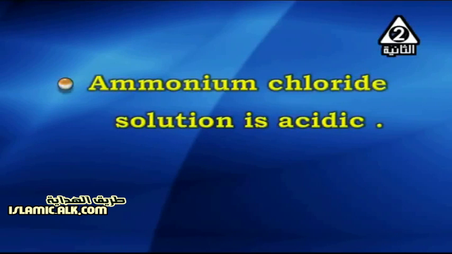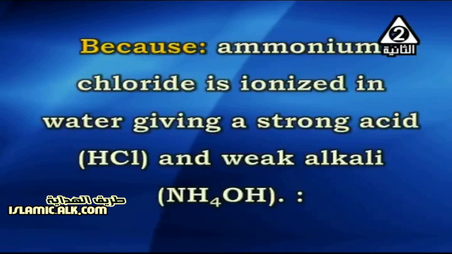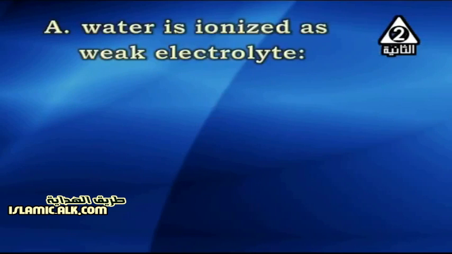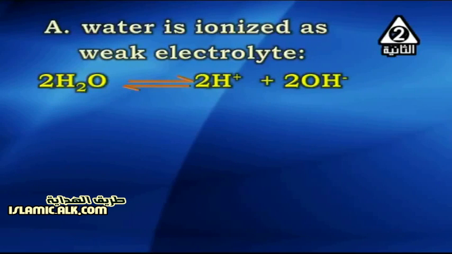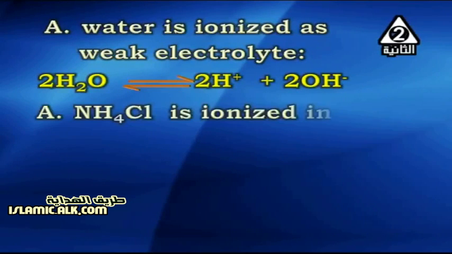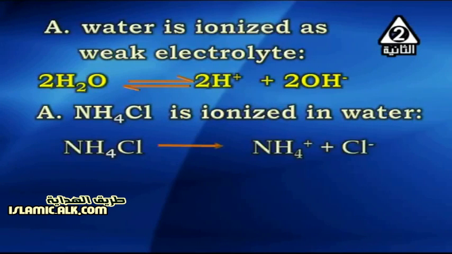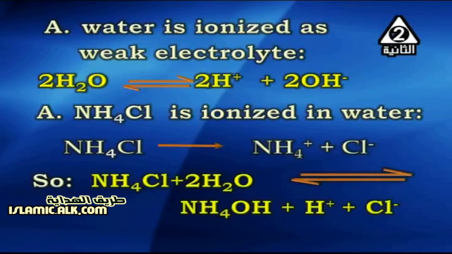The ammonium chloride solution is acidic because ammonium chloride is ionized in water, giving strong acid hydrochloric acid and weak alkali ammonium hydroxide. As water is ionized as weak electrolyte, so it ionized in equilibrium with H positive and hydroxide ion negative. And ammonium chloride is ionized in water as shown on the screen into ammonium ion and chloride ion. So by getting the sum of these two equations, ammonium chloride plus water gives ammonium hydroxide and hydrogen ion and chloride ion. My dear student, don't say hydrochloric acid.